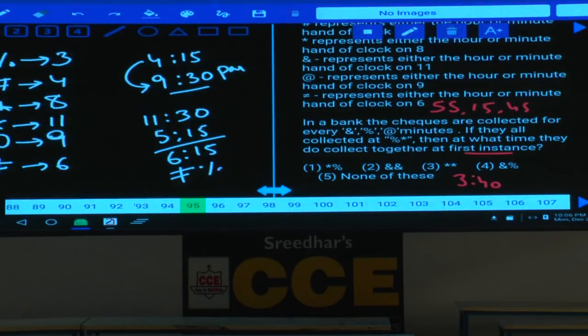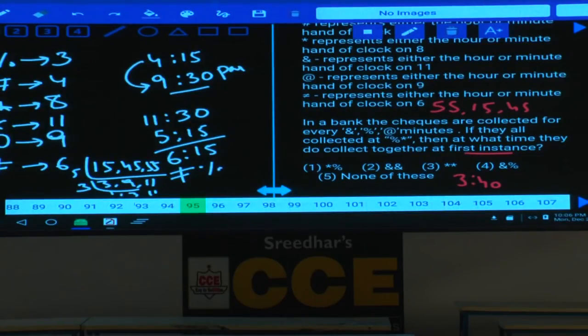Now we need to find the LCM of all these. What is the LCM of 15, 45 and 55? All of these are multiples of 5: 5 times 3, 5 times 9 and 5 times 11. Next, the LCM part is 3 times 3 times 11. 11 into 3 is 33, 33 into 3 is 99, 99 into 5, that is, 495. Hmm.